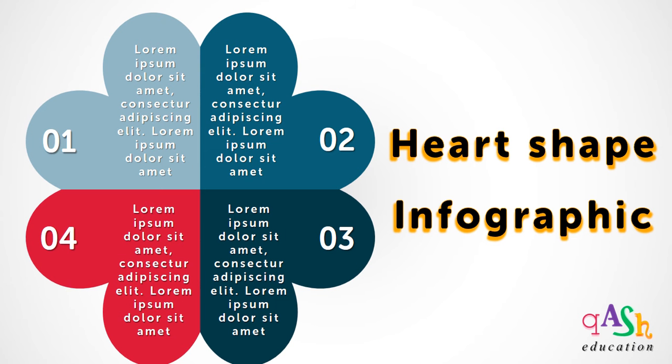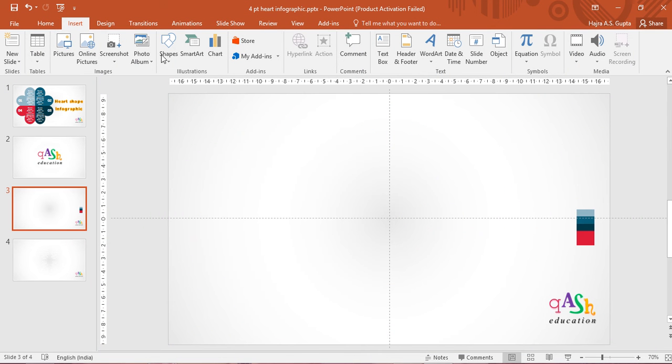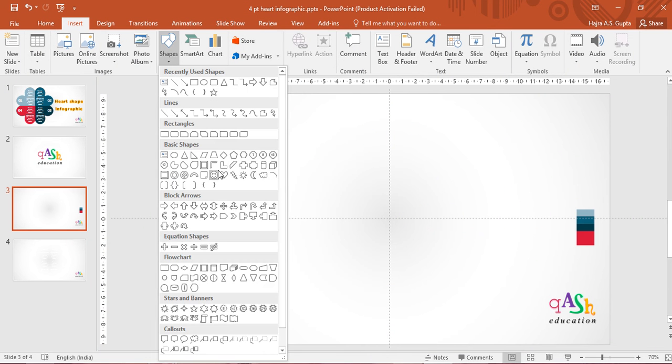It's a 4-numbered infographic. You can highlight different goals, objectives or aspects and have a good amount of text also. Let's see how to draw it. Take a fresh new slide, go to insert, under shapes choose the heart shape.